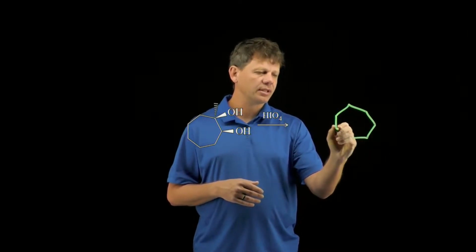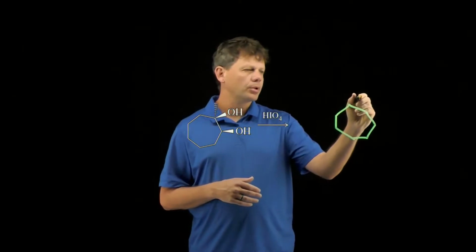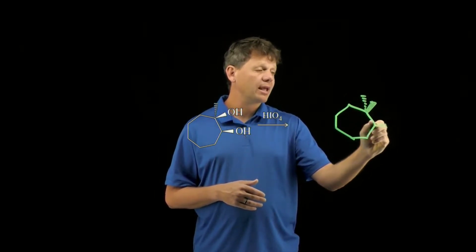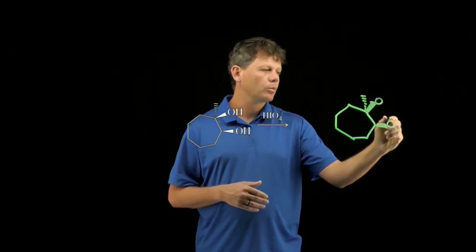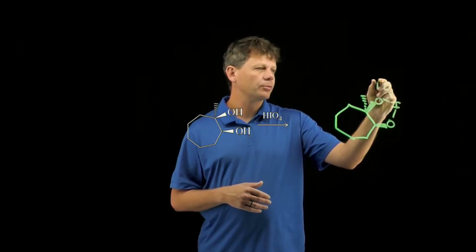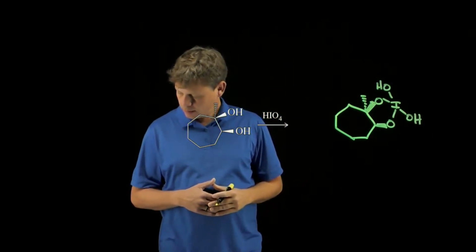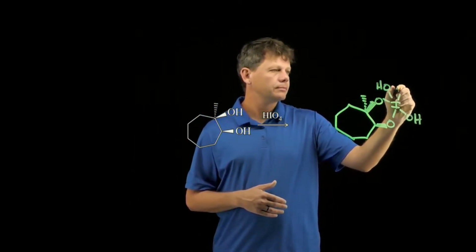Let's draw that. First, we have to sketch our 7-membered ring. Not always the easiest ring to draw. Put our methyl group here. And the periodate ester that we're going to make will look like this. So 3 hydroxyl groups and 1 double bond coming off.